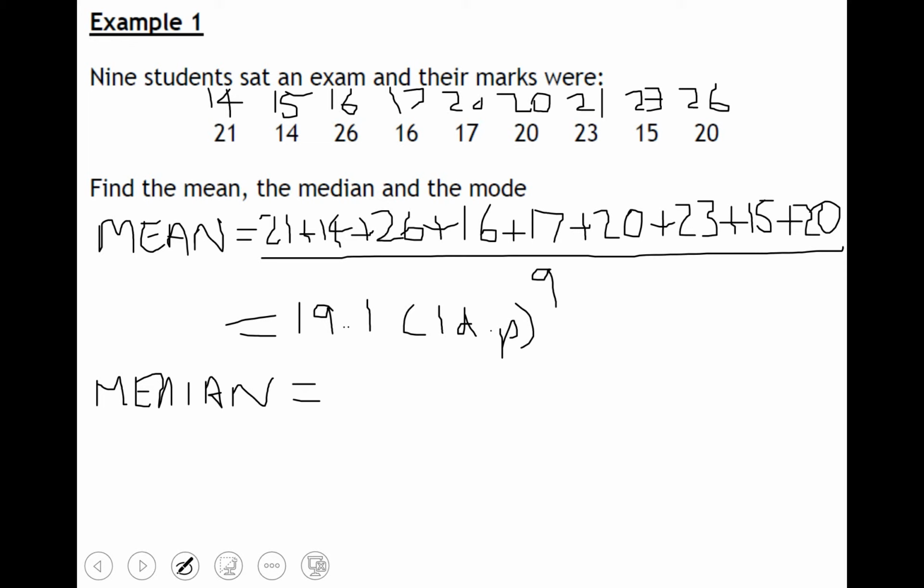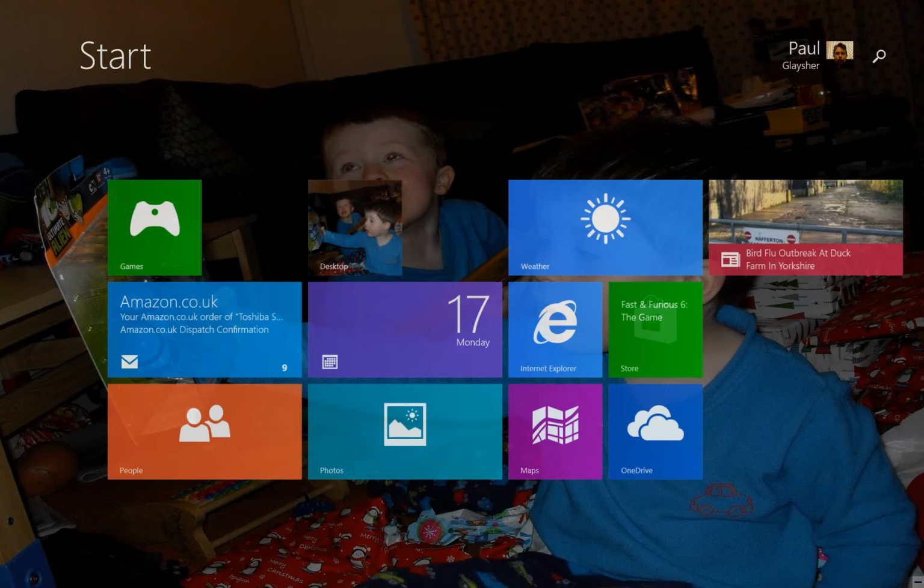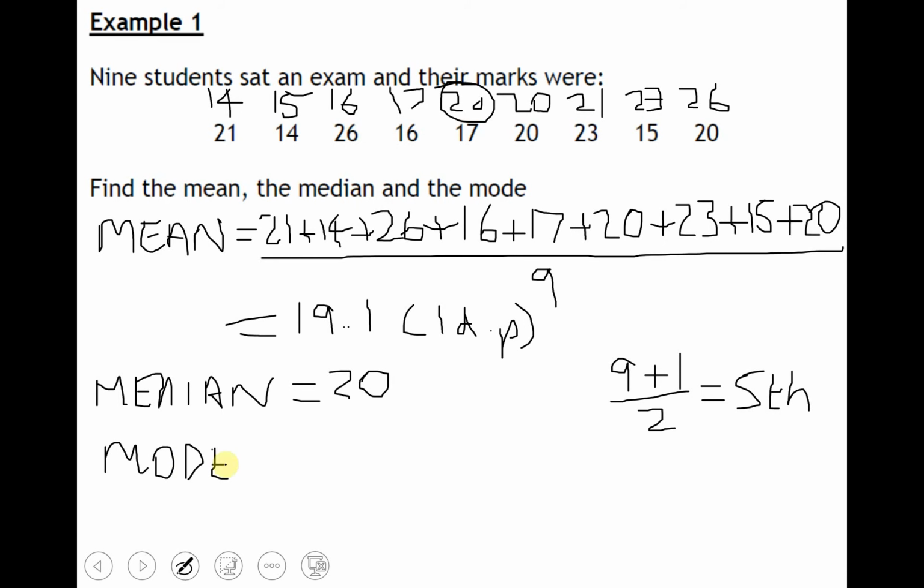Now for the median, you take how many there are, which is 9. We add 1 and divide by 2, which gives us 5. That tells us that the middle piece of data is in the 5th position. So 1, 2, 3, 4, 5 gives us the one in the middle, which is 20. So the median in this case is 20. And then finally, the mode is the most common. And 20 is the only one that's repeated, so the most common is also 20.